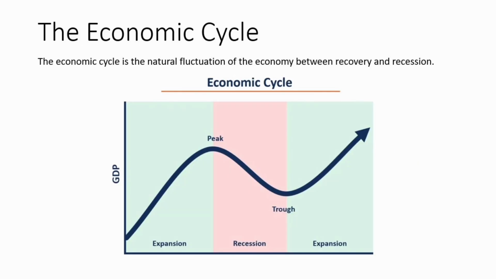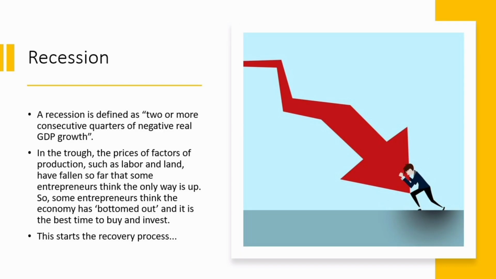The economic cycle. The economic cycle is the natural fluctuation of the economy between recovery and recession. Recession. A recession is defined as 2 or more consecutive quarters of negative real GDP growth. In the trough, the prices of factors of production, such as labor and land, have fallen so far that some entrepreneurs think the only way is up. So, some entrepreneurs think the economy has bottomed out, and it is the best time to buy and invest. This starts the recovery process.